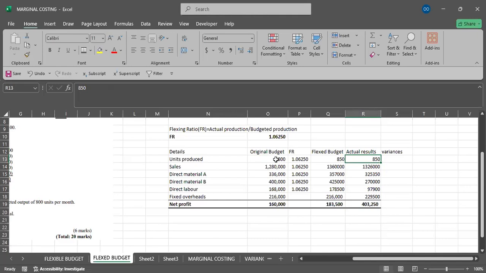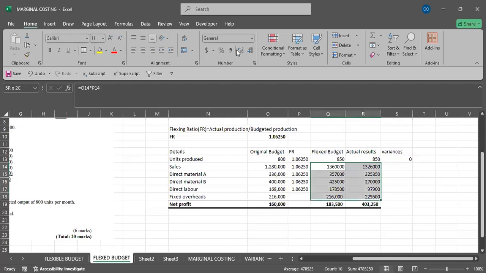So I cannot compare 800 and 850. No. So what I need to do is ensure that this original budget is adjusted to be equivalent to the actual production. So under variances, I'll be comparing the flexed budget and actual results, right? So when I come to this part, I should not have any variance for the units, right?